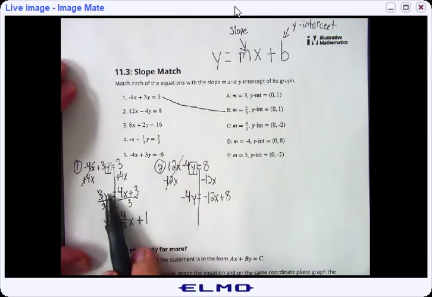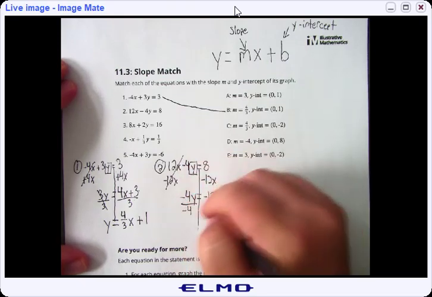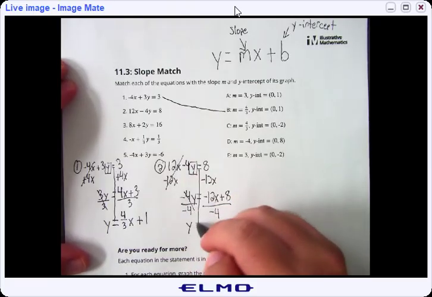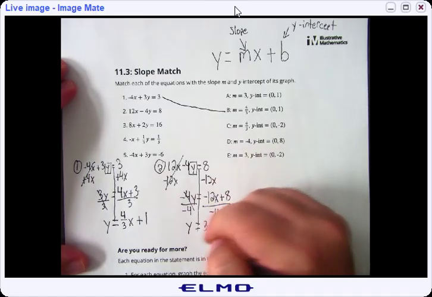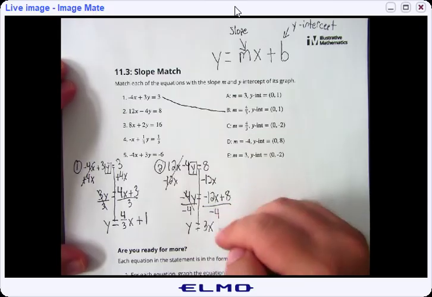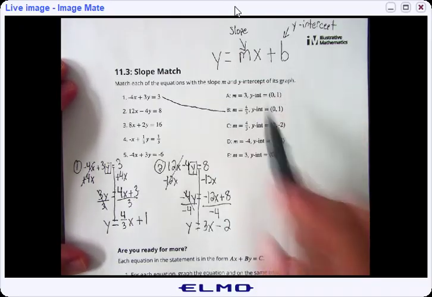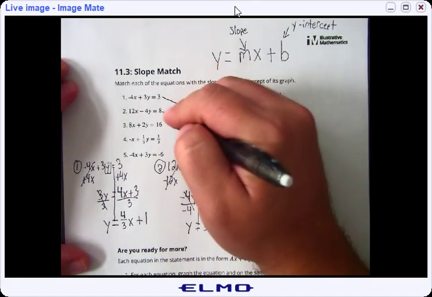Again, my next step, just like I did here, I cancel off the number on y. I'm going to divide by negative 4. The negative 4's cancel. I'm left with y equals, and then negative 12 divided by negative 4, which is positive 3x, and positive 8 divided by negative 4, which is negative 2. So my slope is 3 and my y-intercept is negative 2. I'm looking for a slope of 3. Oh, not that one because it's not a y-intercept of negative 2, but a slope of 3 and a y-intercept of negative 2. So these two match.